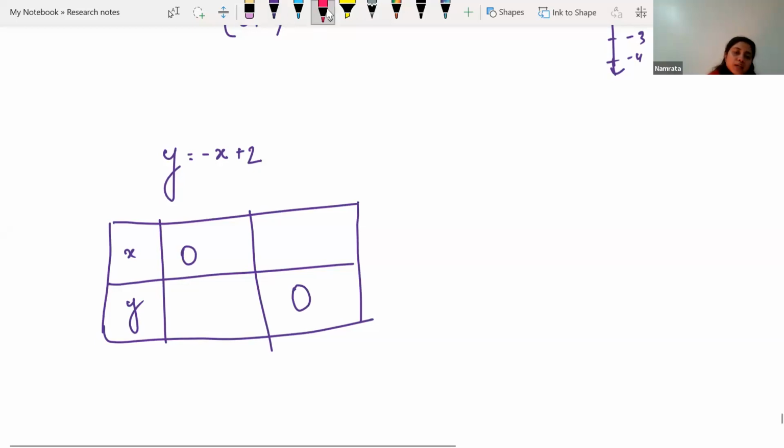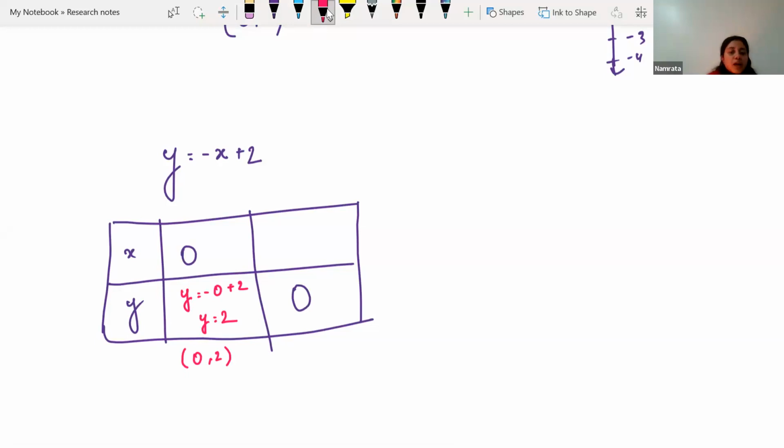So when we take x as 0, it will be y equals minus 0 plus 2. So y will be 2. Our point is 0 comma 2. X is 0, y is 2.